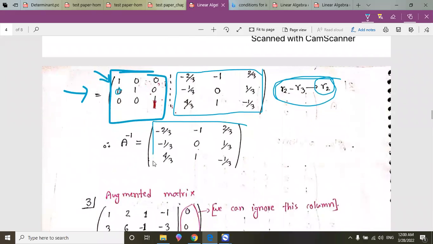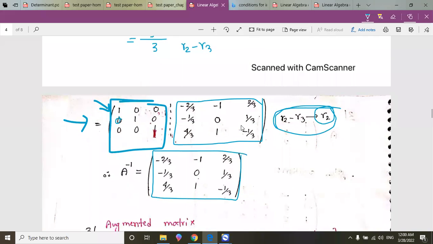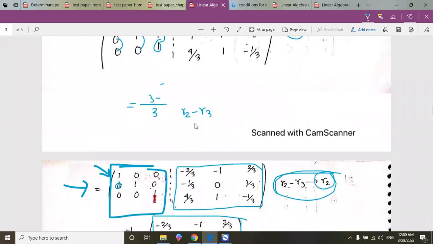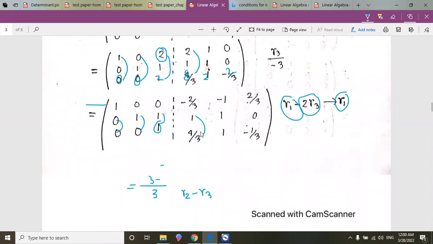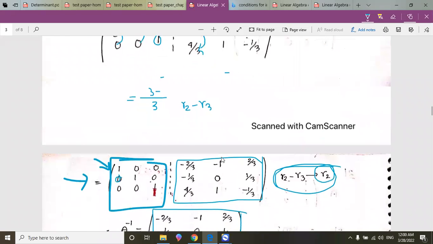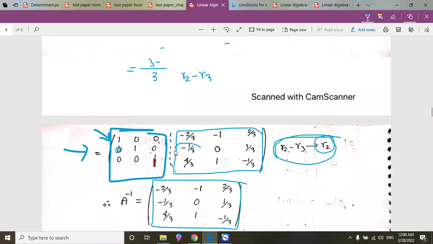So you see here, I have written this answer here. On minus 4 by 3, it was minus 1 by 3. Okay. So you see here, we have written minus 1 by 3 here on the second row.